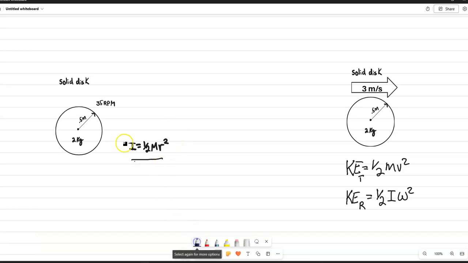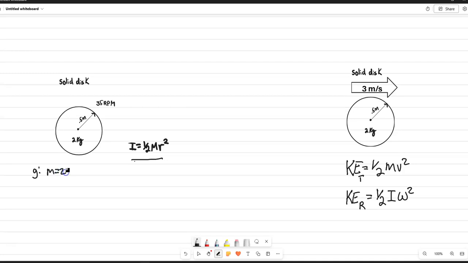Okay, so let's find the kinetic energy of a rotating object. In this case, we have a solid disk rotating at 35 RPMs. The disk has a radius of 0.5 meters and a mass of 2 kilograms. As always, let us write down what we are given.